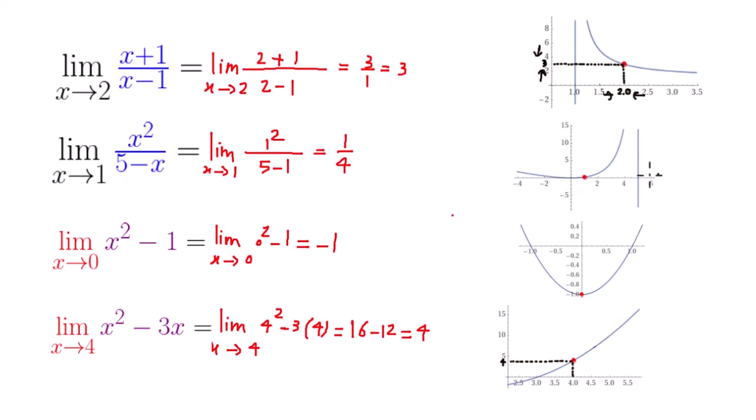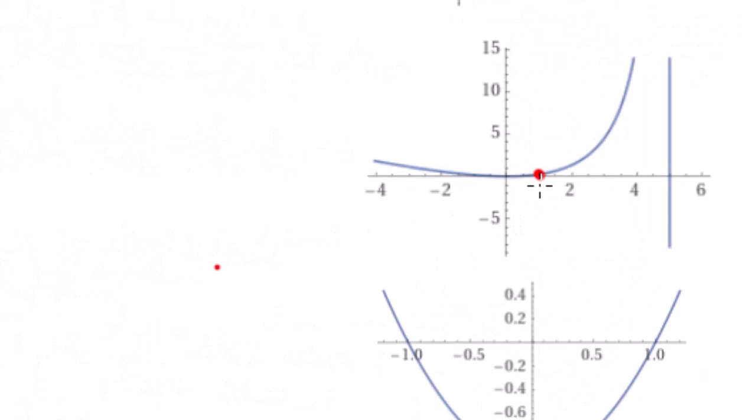So we have 1 here, and the value of the limit is 1 over 4. When we get closer and closer to 1 from the left, we get closer and closer to 1 over 4 from below. And when we get closer and closer to 1 from the right, we get closer and closer to 1 over 4 from above.